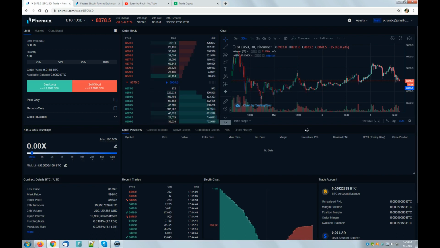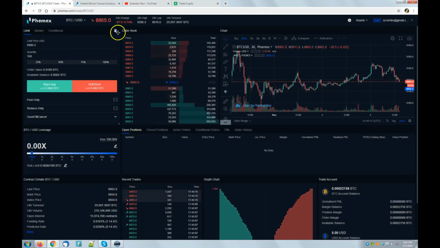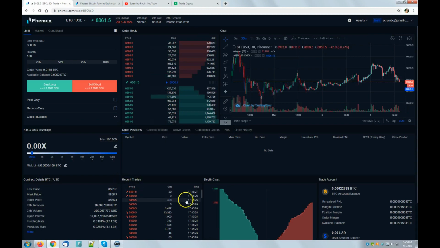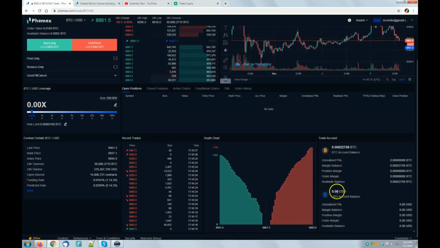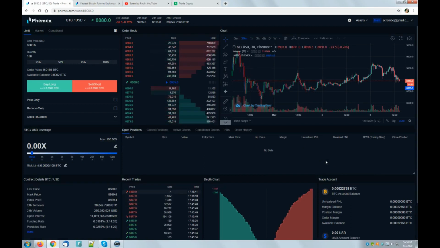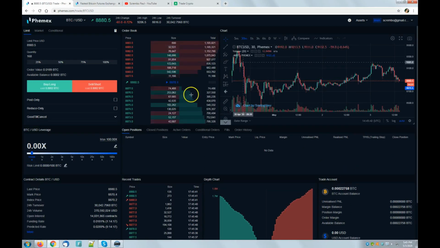So the first thing is your left, pretty much top corner right here, where everything is happening from the execution side. The rest of the screen, starting from the order book, which is right here, to the chart, to all this data which represents open position, closed position, active orders, conditional orders, fills, and order history, such as the contract details, recent trades, depth chart, trade account, and USD trade account with a BTC trade account representation, is basically information that is acting as data. Nothing you could execute right there.